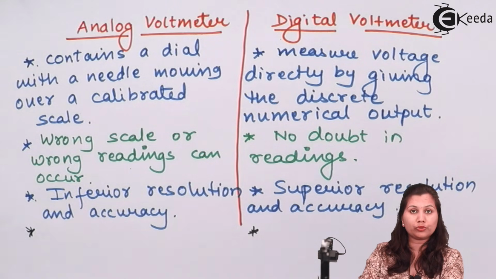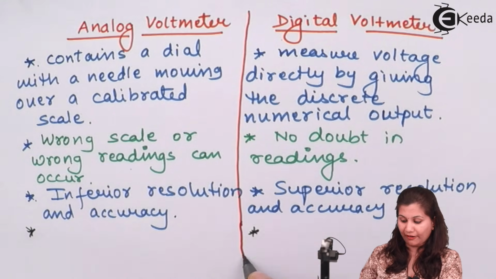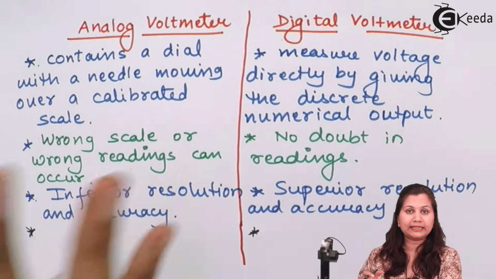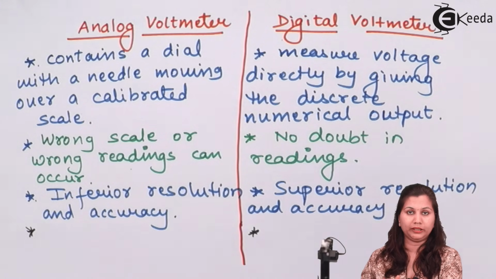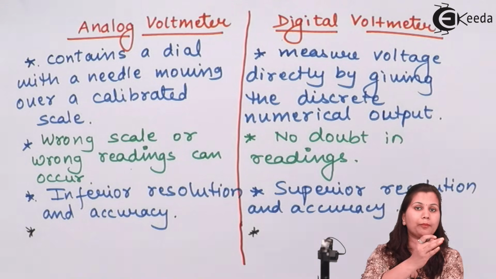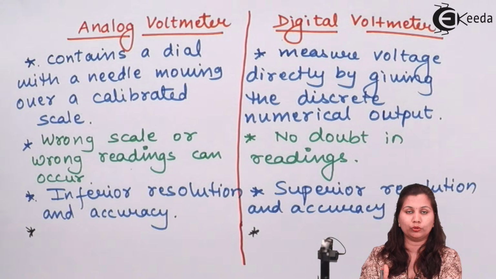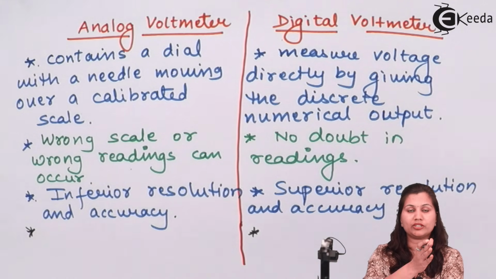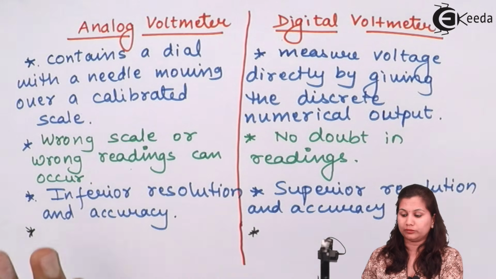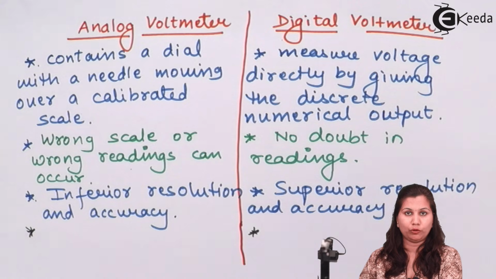Now, if we want to read a voltage which has a negative value, that negative value can be correctly indicated by a digital voltmeter, because in a digital voltmeter we have the facility of indicating whether we are getting a positive value or a negative value. So if we have a voltage of minus 21.1 volts, that will be indicated by the digital voltmeter.